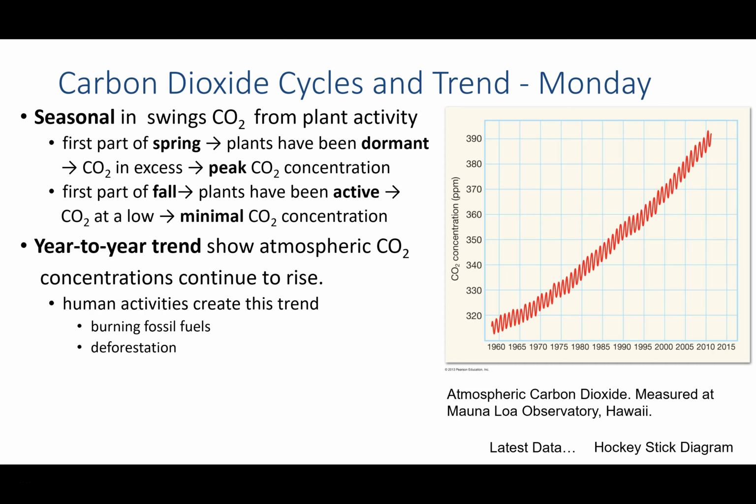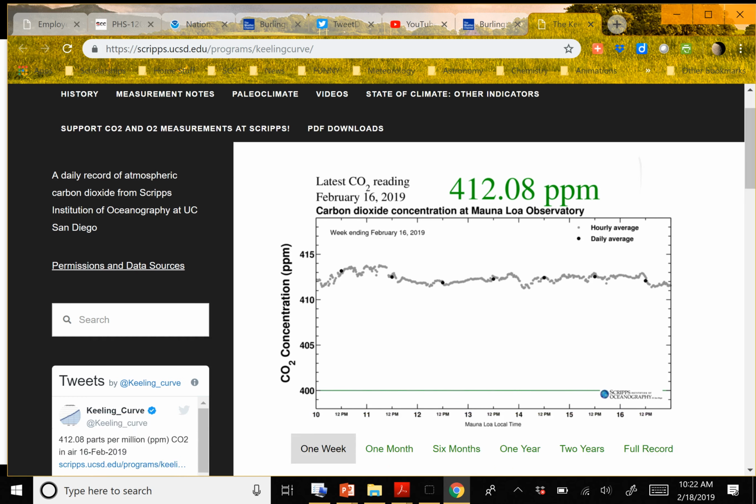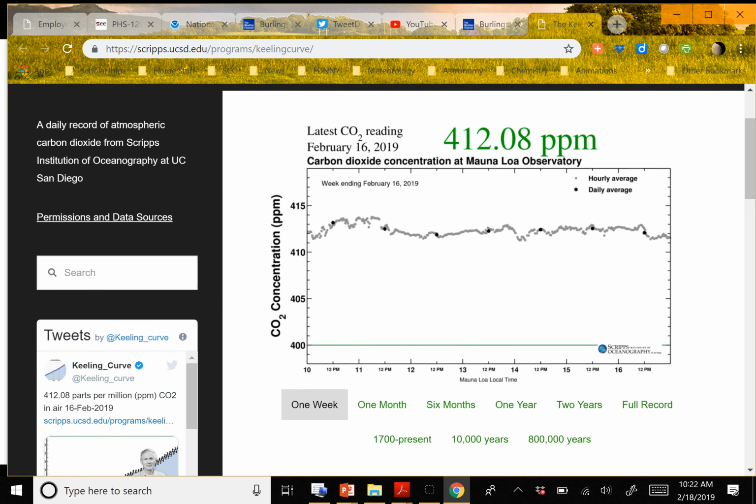So this is actually then the latest data. Sometimes it's called the hockey stick diagram. A more fancy word is the Keeling curve, not kneeling, Keeling curve. Okay, so here we go. This is 1 week, and this is that place in Hawaii that's measuring the carbon dioxide content.